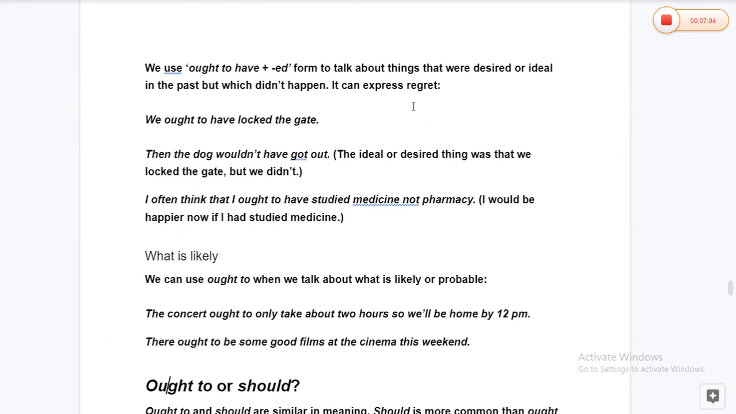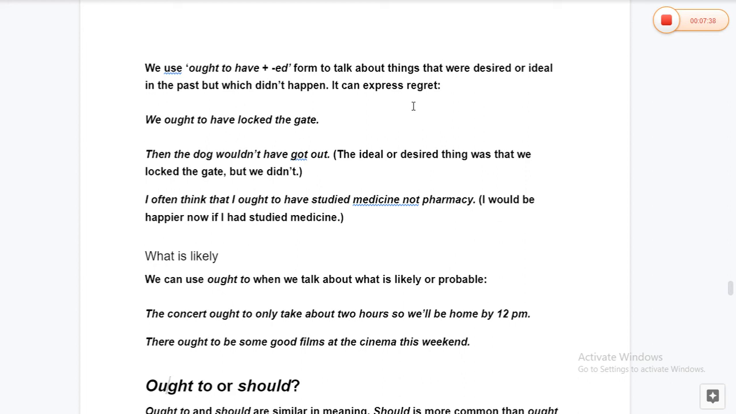And further about ought, we use ought to have plus the past participle, or the ed form of the verb, to talk about things that were desired or ideal in the past but which didn't happen. It can express regret. So whenever you are expressing regret over your past action, you should use ought to. Then the dog wouldn't have got out. The ideal or desired thing was that we locked the gate, but we didn't.